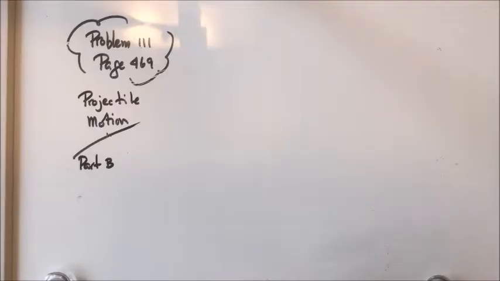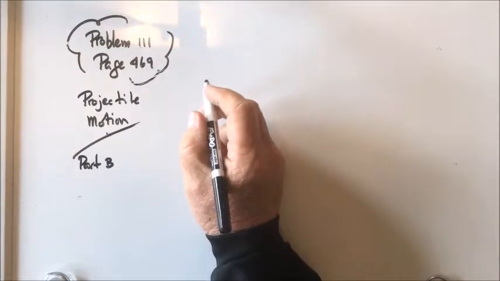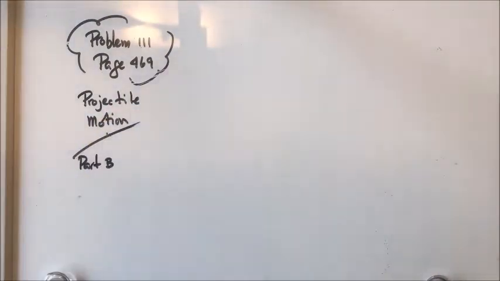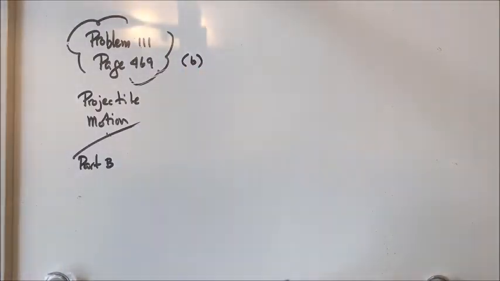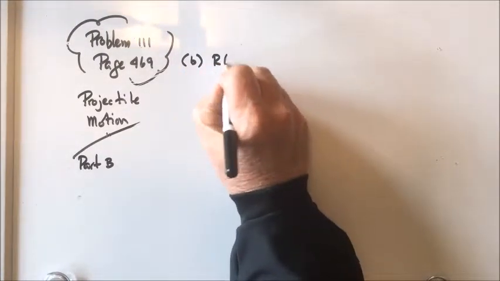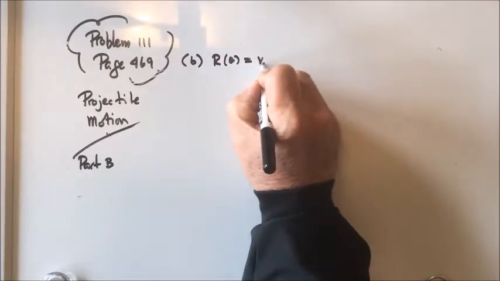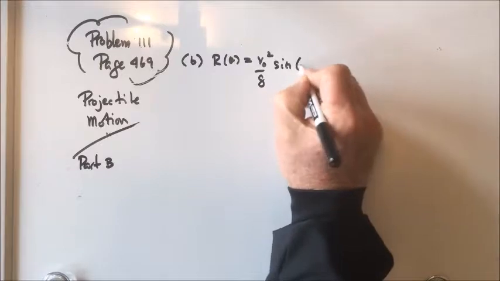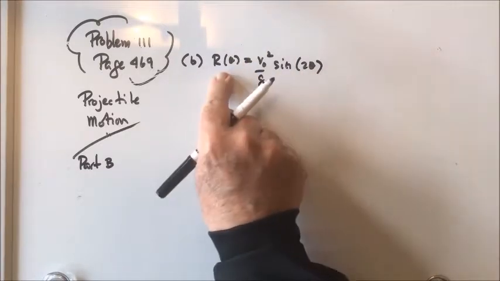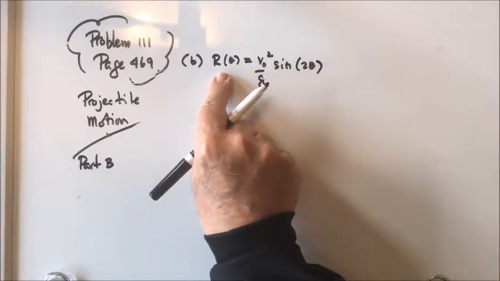Okay, here's part B of problem 111, page 469. And it says, determine the maximum distance you can throw the ball. So, a lot of times you got to help the author out. What the heck does he mean? Remember that r of theta is v sub o squared all over g times sine of 2 theta. So he wants us to maximize this.